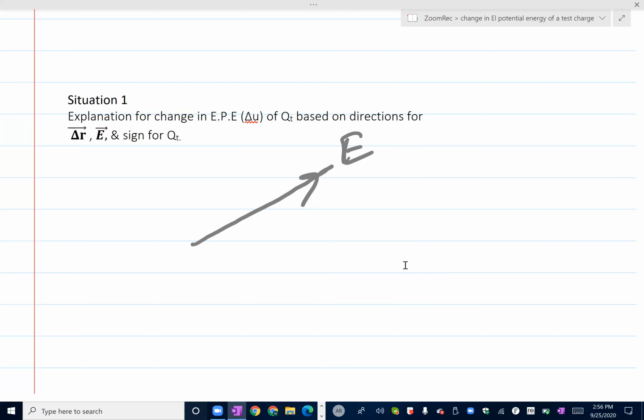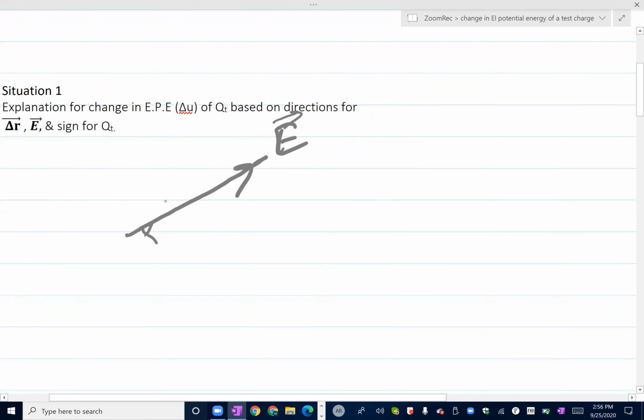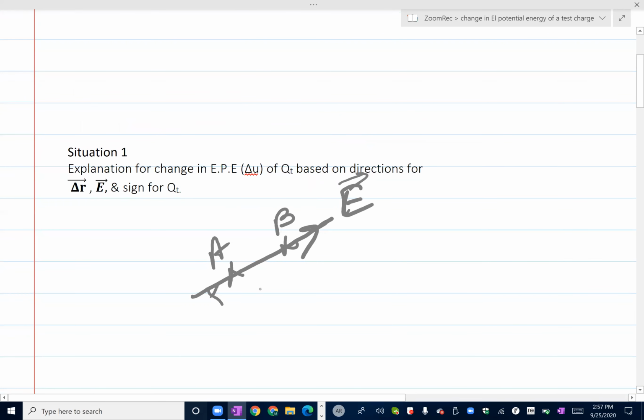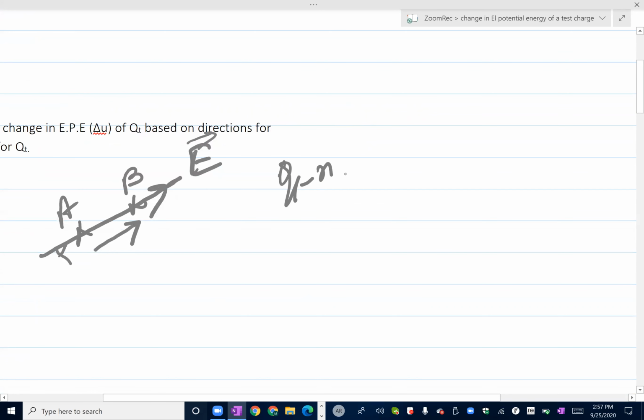Maybe for all we know, E might be a result of many source charges in the neighborhood, all of them giving electric field in their own direction, and the resultant may be this one at this particular point, in this particular region of my choice. Having said that, now this is the direction of E. Now you take two points on this, one as A and the other as B. So if you are going to carry the test charge from A to B, this is the implication. So QT moved from A to B.